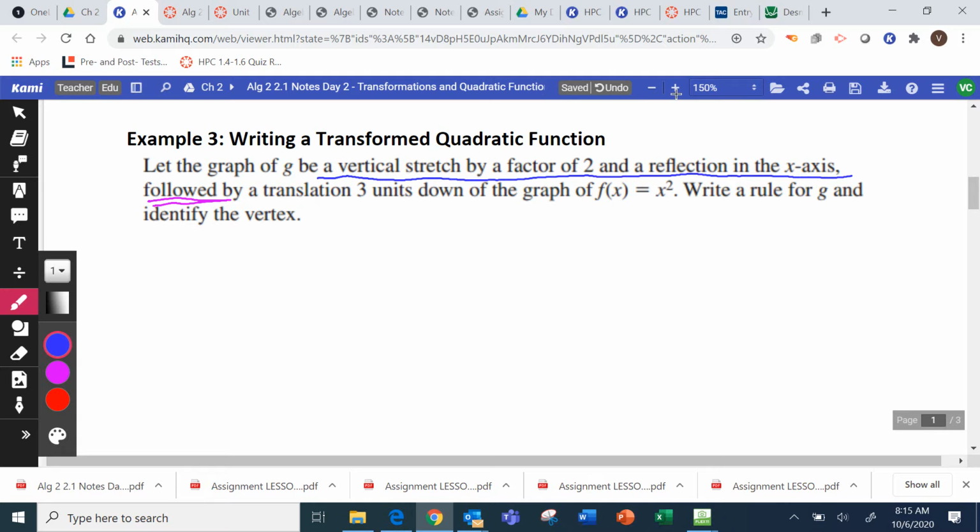So a reflection in the x-axis, a vertical stretch by 2. Both of those are vertical transformations. Reflection in the x-axis, remember, if you take an object and you reflect it up and down, that is a vertical reflection. So both of those are going to go on the outside. So we would take our original function, f of x, and we are going to go on the outside of that f of x, and we're going to multiply it by negative 2.